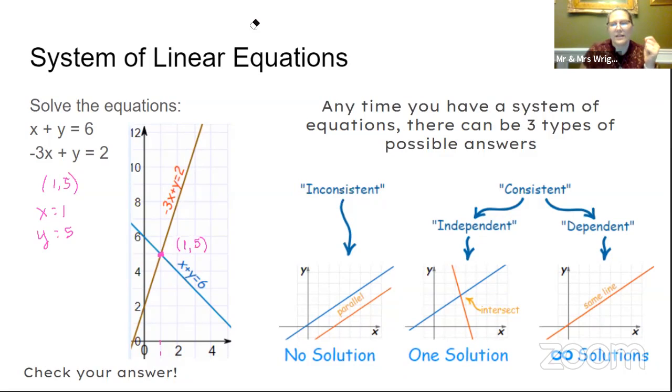Here we have dependent lines. Dependent lines are lines that actually sit one right on top of each other. So instead of only having one point in common, every single point is in common in that line. And so therefore it has infinite solutions. So our three possible types of answers are no solution, one solution, which is something like we have here, (1, 5), and infinite solutions. No solutions are inconsistent, and one solution or infinite solutions are consistent.